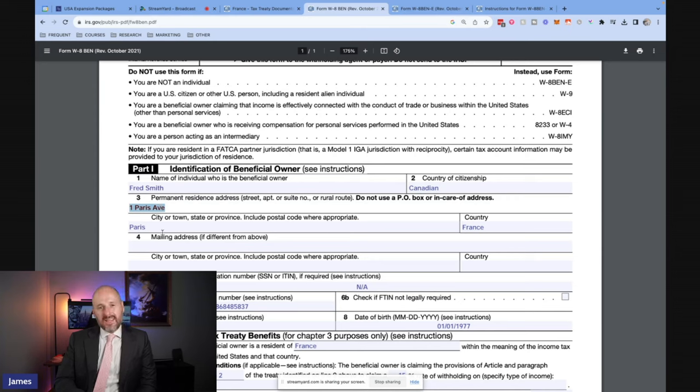Again, this isn't sent anywhere. It's held by the company paying you. So put the address you want. Mailing address, generally you want one that works and can receive mail. If it's different, you have to list it. If it's not different, if it's the same as this, you can leave this blank.